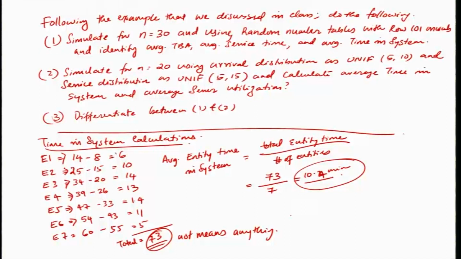You can see that it is more than the service time. Why? Because this time includes time in queue plus time in service. That is the reason this time is larger. Once the values in 1 and 2 change, you will see changes in the entity time in system, and similarly in the utilization of the server.